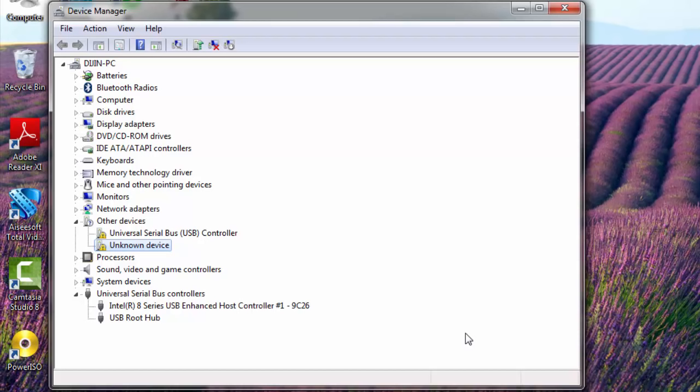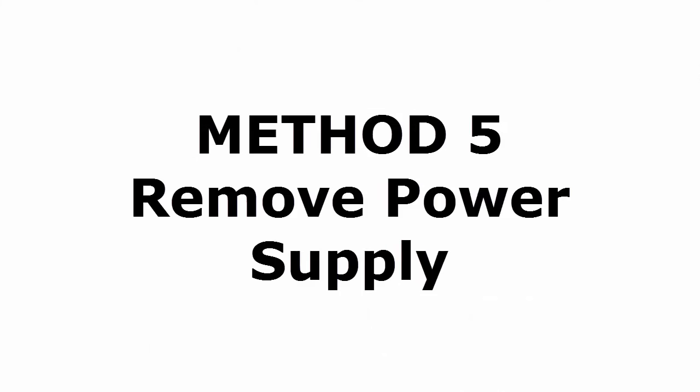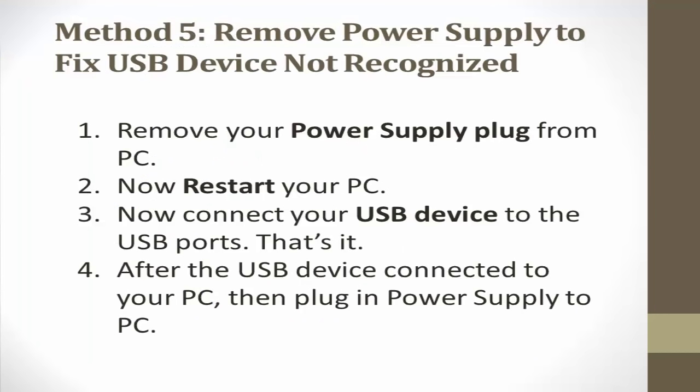Okay, still your problem is not fixed. Let's go to the fifth method, that is remove power supply. Method 5, remove power supply. What you need to do is remove your power supply plug from PC. Now restart your PC, connect your USB device to the USB ports, and that's it. It will fix your problem.